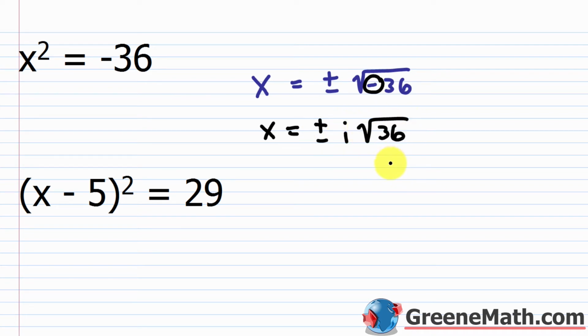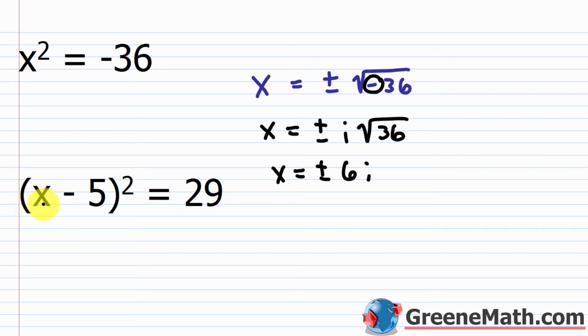The square root of 36 is 6, so I can say x is equal to plus or minus 6i. Now, you can check this if you want. Plug in a 6i for x and square it. Then plug in a negative 6i for x and square it. In each case, you will get negative 36. Now let's talk about this other scenario.